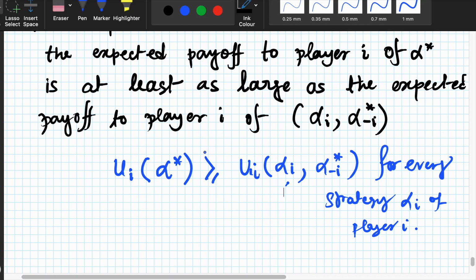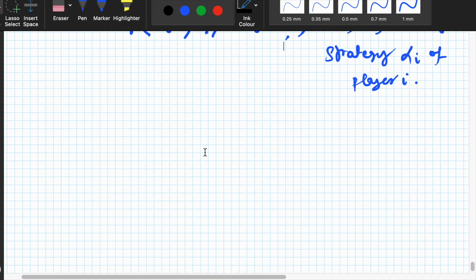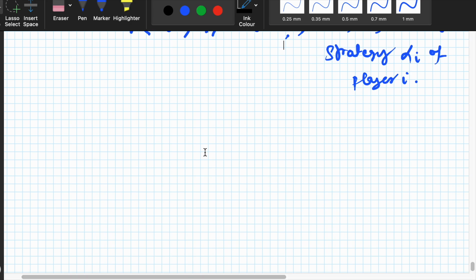So this is the definition of the Nash equilibrium. Now we will see how one can, in general, find the Nash equilibrium.